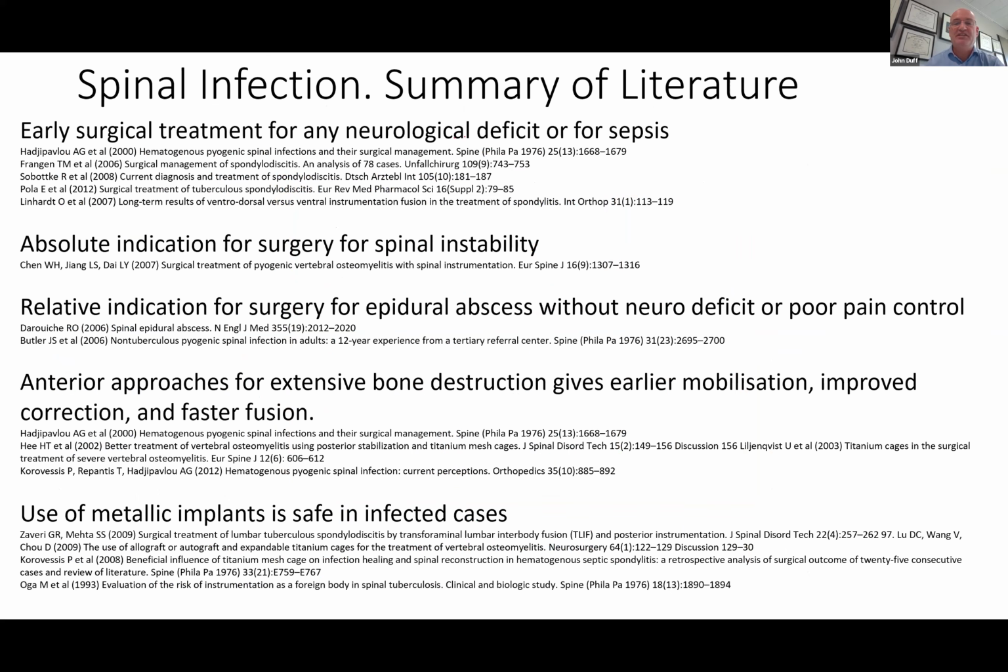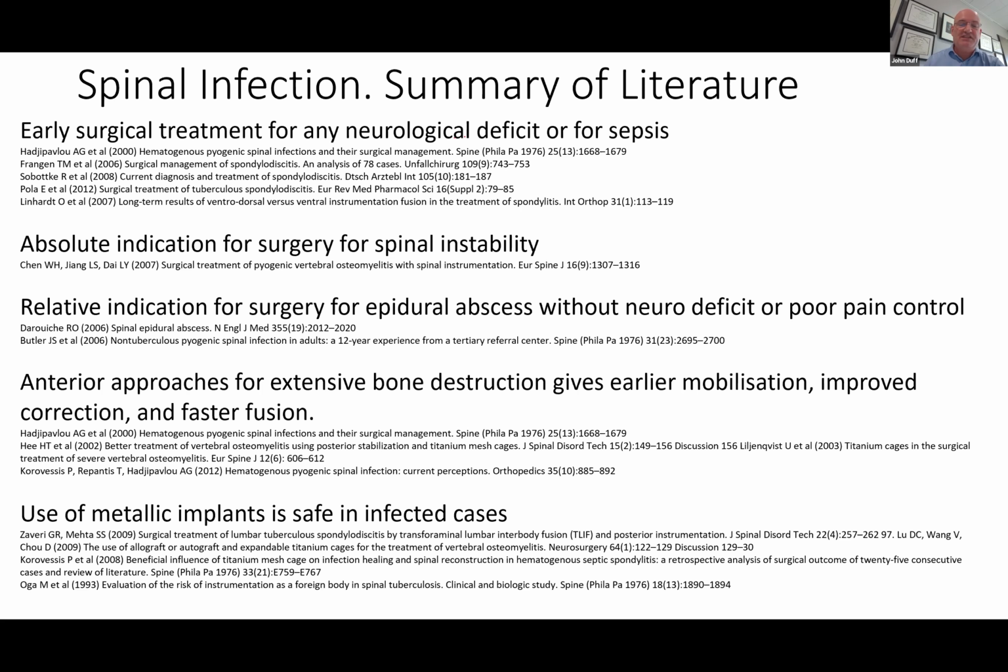So again, to summarize the main points, early surgical treatment in the case of sepsis or for any neurological deficit, and early means, I would say, emergency surgery. Spinal instability would be considered, I think, an absolute indication for surgery. A relative indication for surgery is an epidural abscess without a neurological deficit, or somebody who has poor pain control, where it could be a combination of the effect of the epidural abscess and the spinal instability together causing uncontrolled pain.